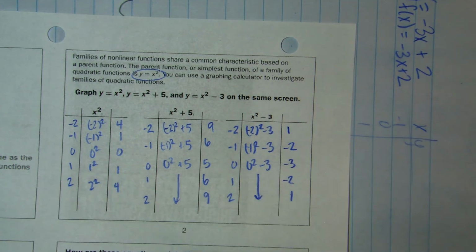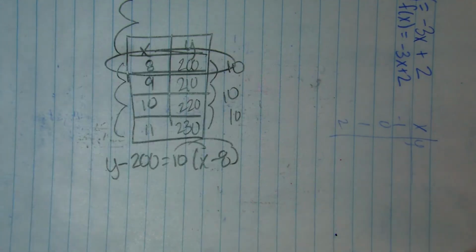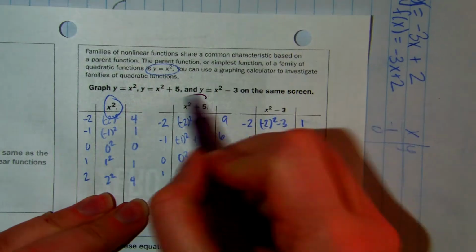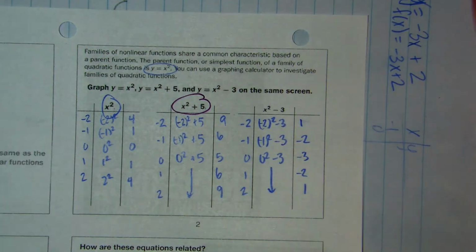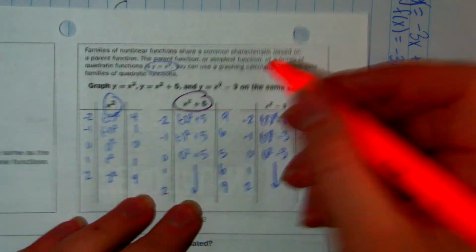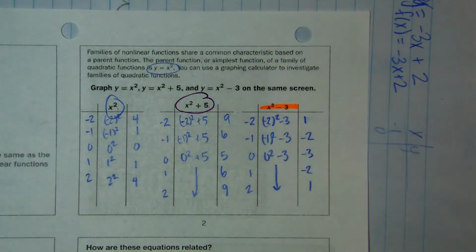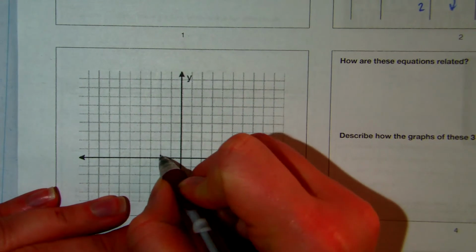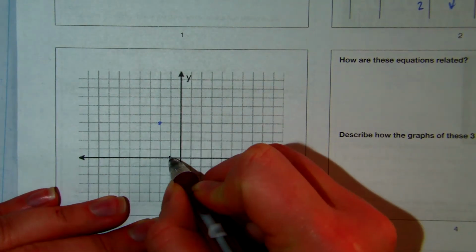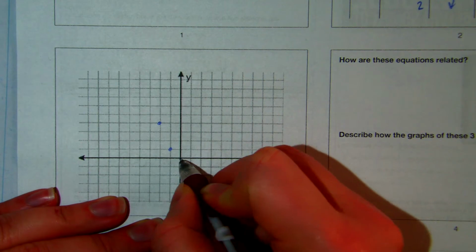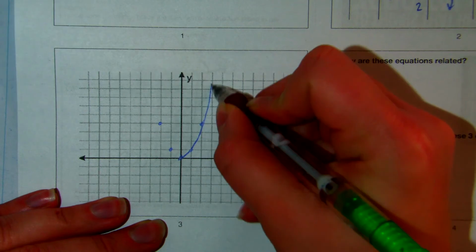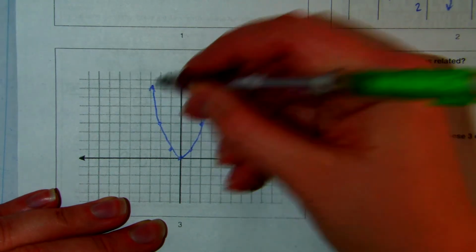So we're going to graph these. I'm going to use hopefully different colors. If not, I'll just highlight one. So this x squared I'm going to do in blue. The x squared plus 5 I'll do in purple. And then the last one I'll just highlight with my highlighter. That's all I have here. Okay, so x squared is -2 and 4, -1 and 1, 0, 0, and then the same on the other side. So a nice kind of curve upward since it's a positive x.